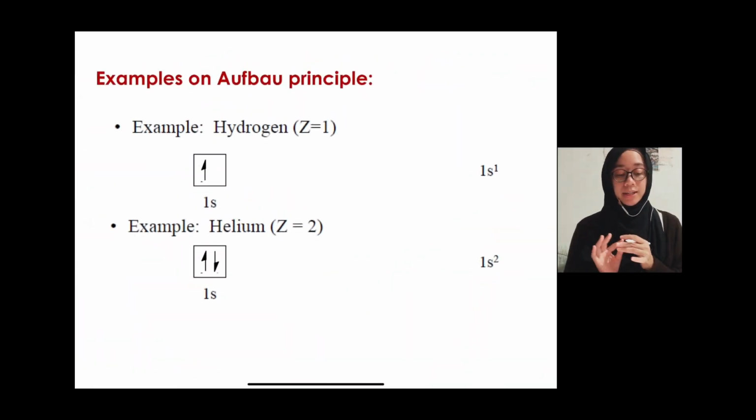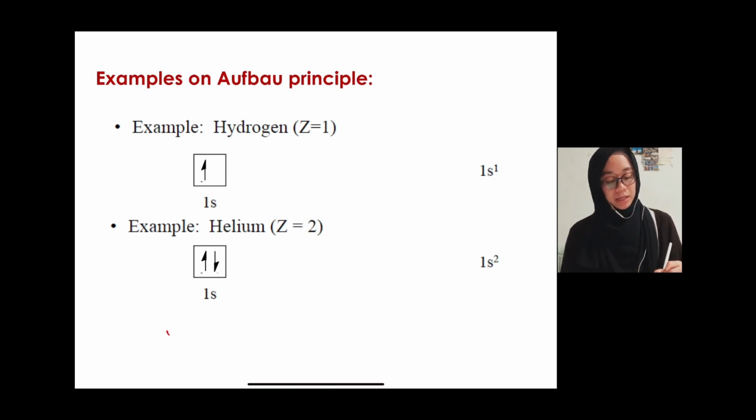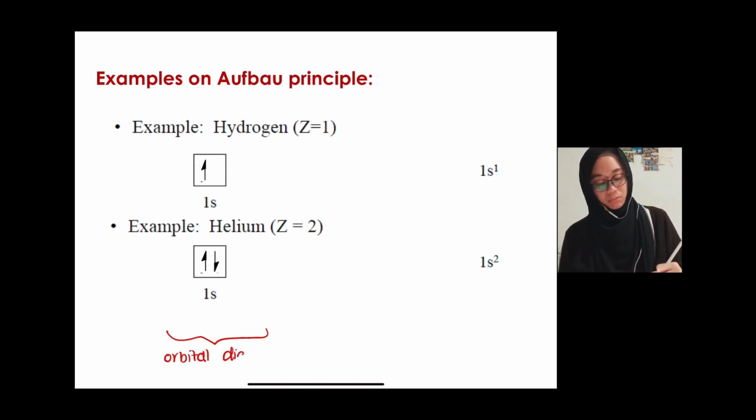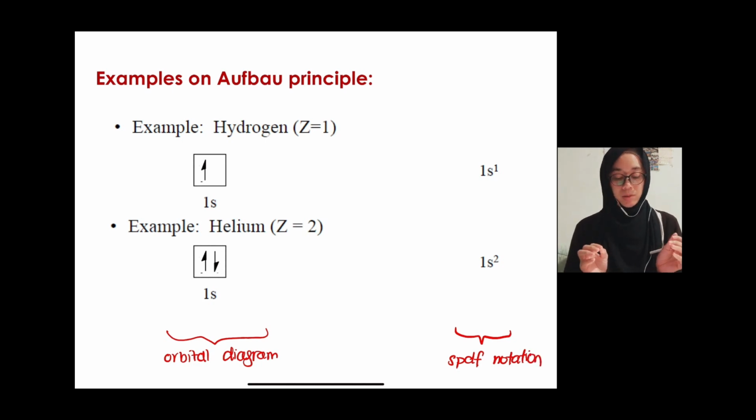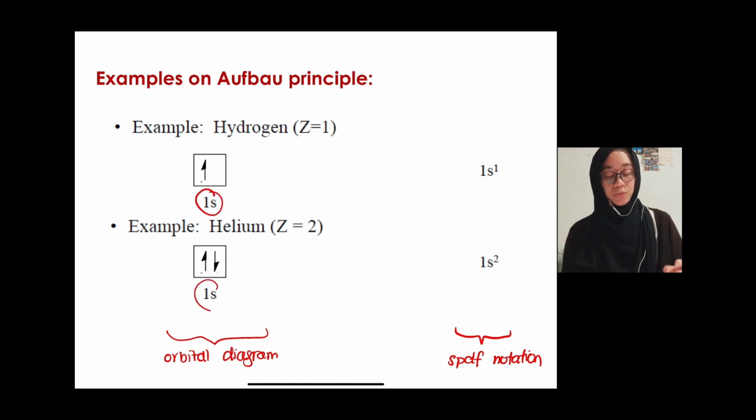Okay, so these are the examples on Aufbau principle, and also actually it is the examples for Pauli exclusion principle. Okay, so the one on the left is what we call as the orbital diagram. The one on the right is what we call as SPDF notation. Okay, but no worries. Later on, Miss akan explain what is orbital diagram, what is SPDF notation. But what I want you to focus more on now is the type of orbital. So, for example, untuk hydrogen ni kita ada 1s dengan 1s ni kan.